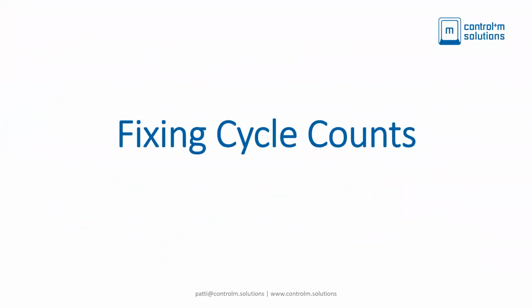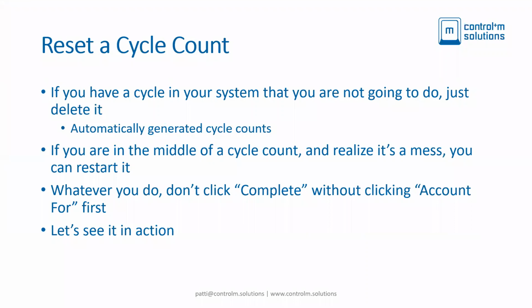All right, next up, let's talk cycle counts. Fixing cycle counts is really easy. If you have automatically generated cycle counts, many times, Plex can automatically generate your cycle counts weekly, monthly, quarterly, biannually, and annually. So if you started those automated cycle counts, but didn't really get your cycle count moving in time, a lot of times people have old cycle counts hanging around, or if you're in the middle of a cycle count and you realize that it's a mess, we can actually restart it.